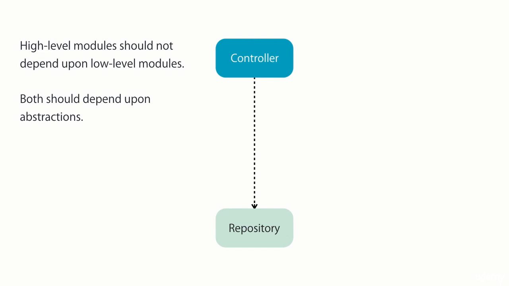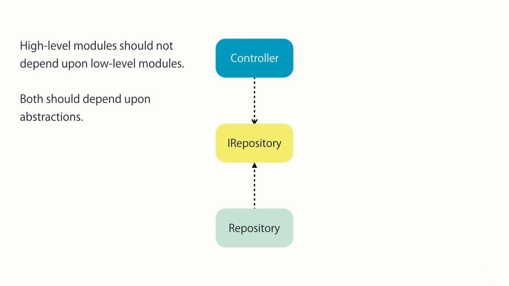So how do we solve this problem? How do we apply dependency inversion principle here? Well, we extract an interface from the repository class, call it iRepository. So this is an abstraction. Now our controller should depend on this iRepository interface. Now in this picture, you can see that high-level modules are not dependent upon low-level modules, and they both are dependent upon abstractions. Now you might ask, what is the benefit of this?